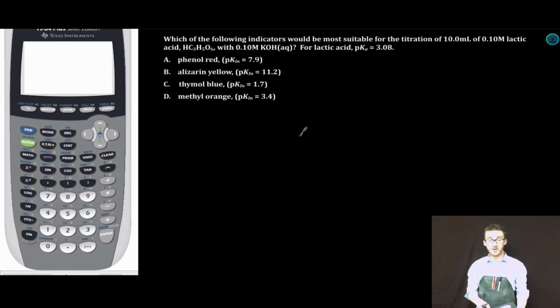Okay, now this one is kind of a doozy, and I'm going to work through how you would come up with the answer pretty quickly. It's putting together a lot of the information that you've learned about so far this unit. Once I've done that though, I'm going to come back and show you a shortcut to help you answer this question. First, I'm going to write out the equation that represents the neutralization reaction that occurs in this titration.